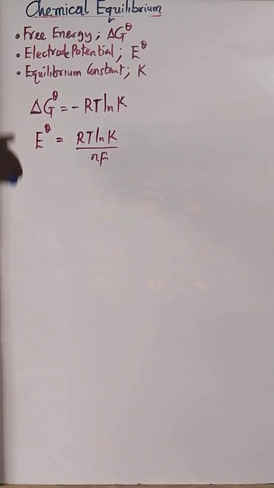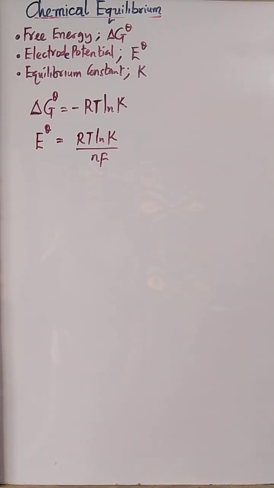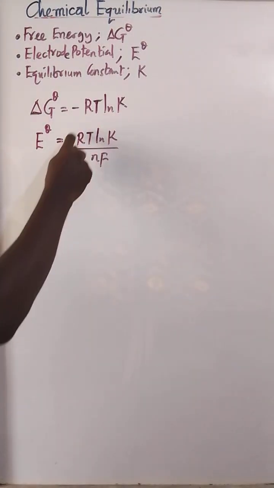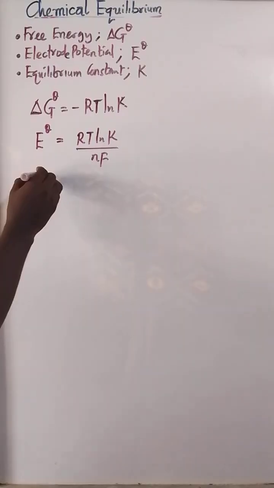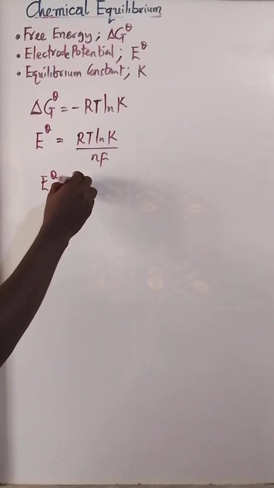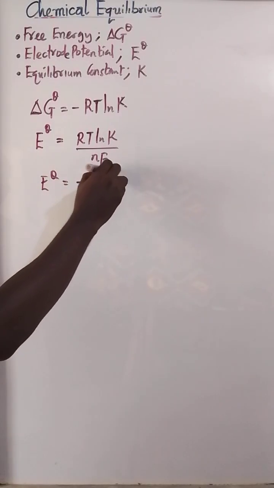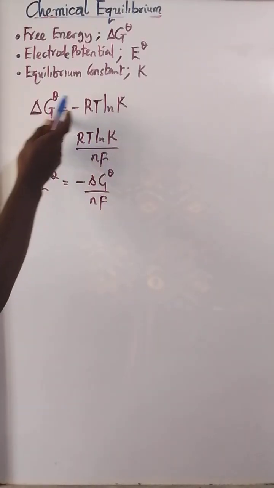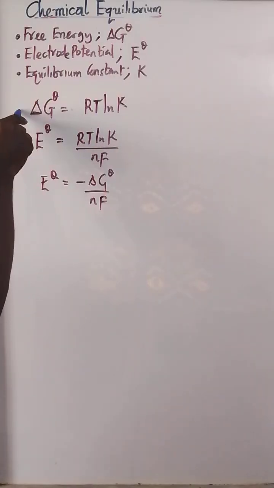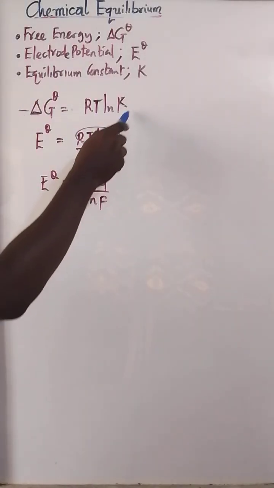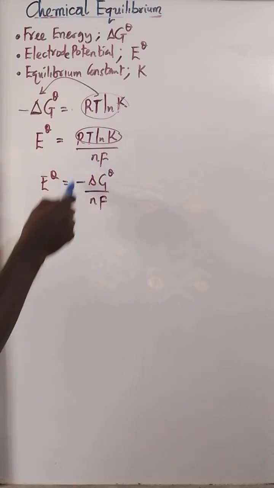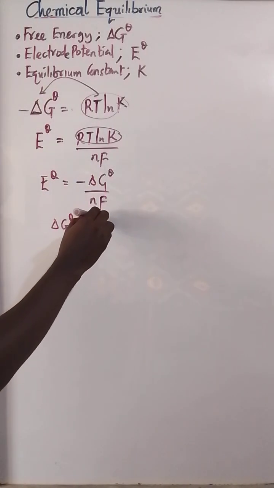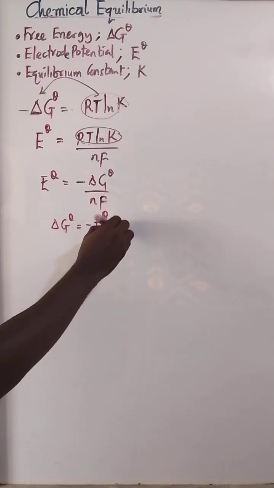And from here we can get the relationship between the free energy and electric potential. How can we get that? Look at this: RT ln K, RT ln K. The only difference is that this one is minus. So we can see the free energy equals minus this. So we can bring this minus here, and replace the whole of this with this. Then by the time we cross multiply, the free energy becomes minus the electric potential times nF.